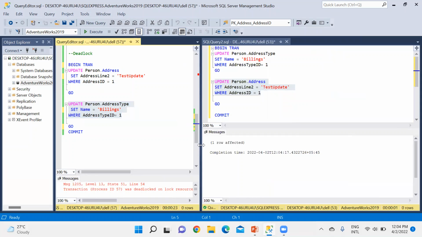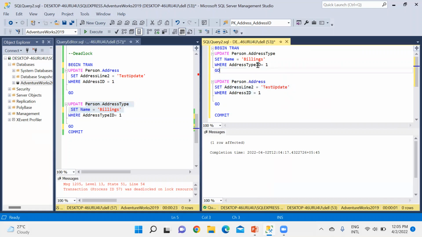Okay. So the solution to this particular issue is that, theoretically, what is expected is you should have the tables following the same order in both the tasks. So person address and person address type, this is one order. Here we had the opposite order. So ideally it's expected to have person address and person address type in the same order as this particular task.